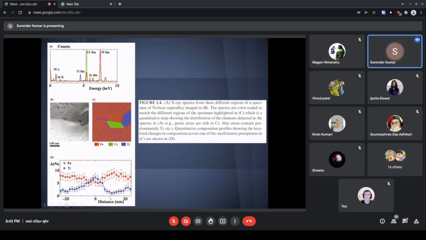If you see here B and C, I'm just talking about the image C. You have three different elements, and a different color is assigned to each element. You can see you have a majority of iron. So you can get information about composition from transmission electron microscopy analysis.